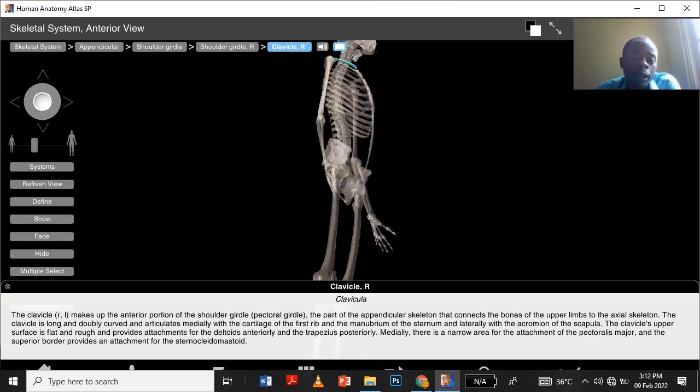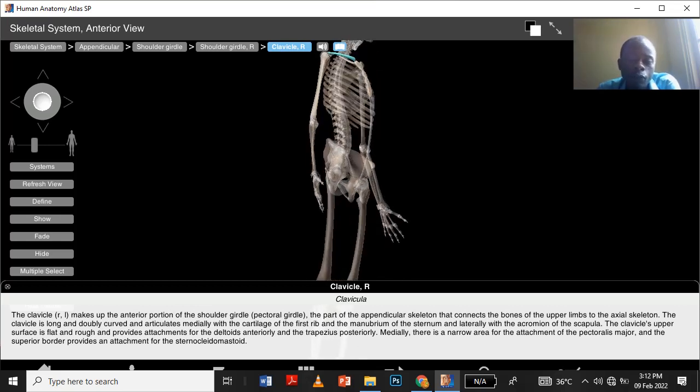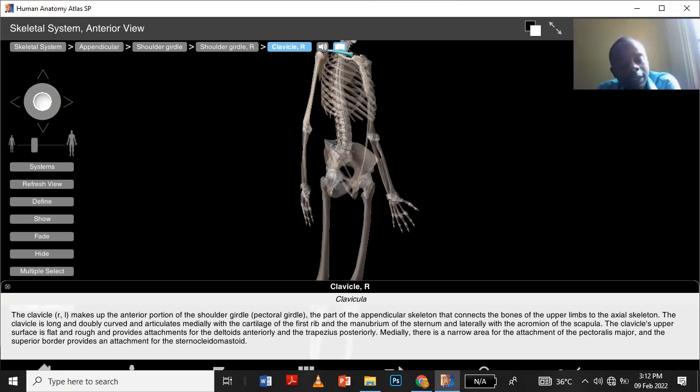So we stated the clear importance and function of the clavicle. In the next class, we look at the next bone which comes up very soon, and that is the scapula.